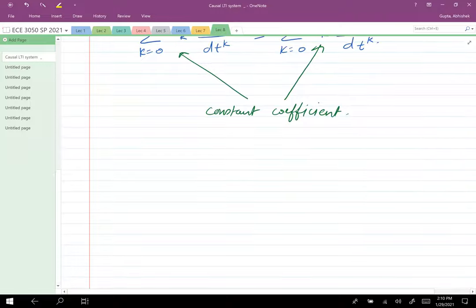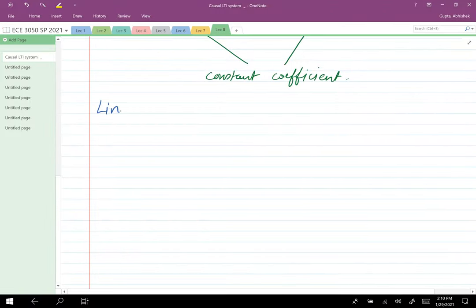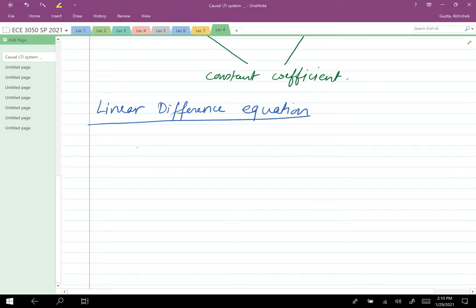In the case of a difference equation, the expressions also look pretty similar. It's summation a_k y[n minus k], k equals 0 to capital N, equals summation b_k x[n minus k].